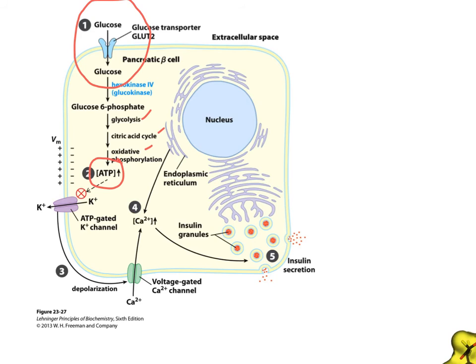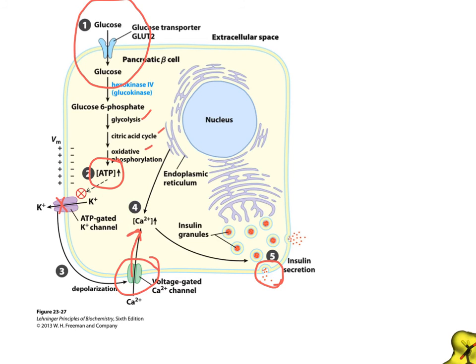This increased concentration of ATP causes the ATP-gated potassium ion channel to close. And when this occurs, we are going to then open the calcium ion channel, leading to an increase in our intracellular calcium ion concentrations. That then allows for the granules containing insulin to go to the surface of the membrane, where we can get insulin secretion through exocytosis.